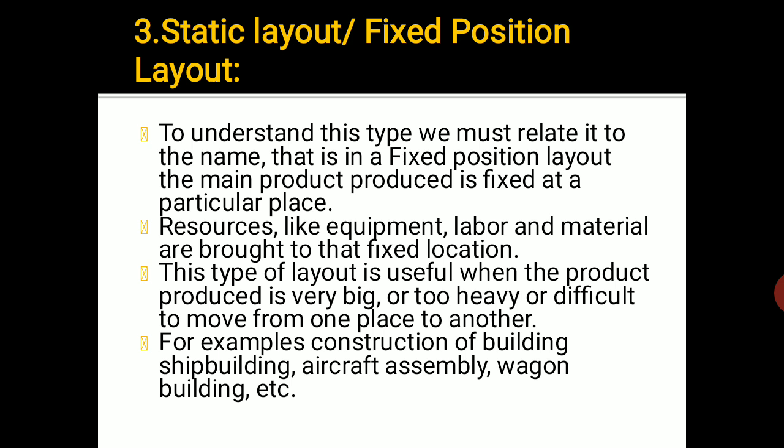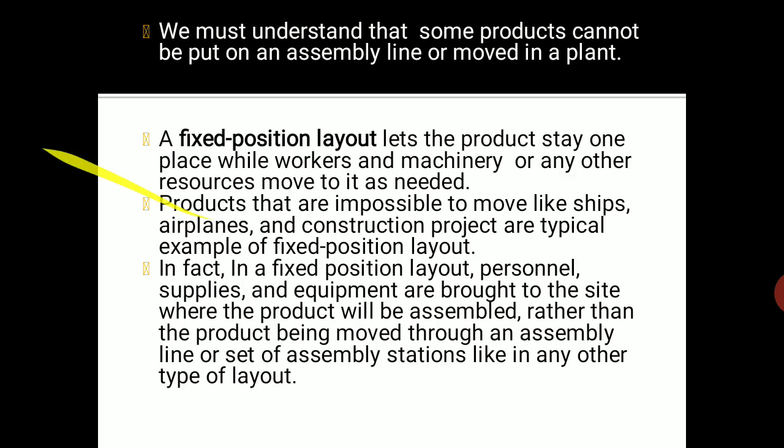There are ample examples given here. For example, construction of machines, shipbuilding, aircraft assembly, wagon building, etc. When we are producing such products which are too heavy and too big in nature, we may not be able to transfer the product from one place to another. Instead, we keep the product as it is. We don't try to move it. In fact, what moves is the other resources. When we make such an arrangement, it is known as static layout.